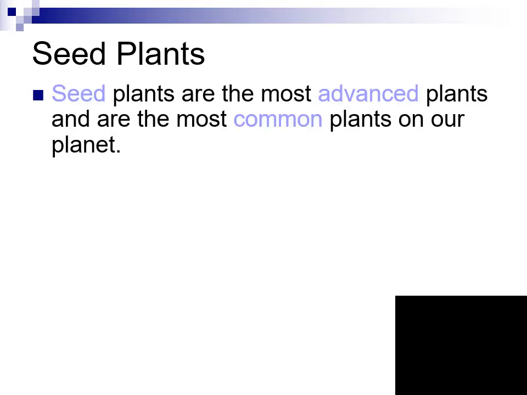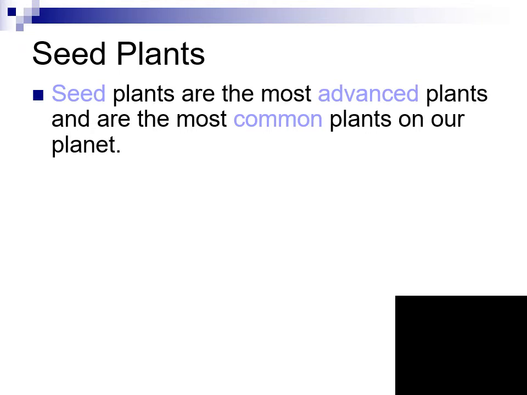Okay, so the next step up would be the seed plant. So we've gone from the mosses who have no vascular tissue to the ferns who have vascular tissue but no seeds, and then to the seed plants which have vascular tissue and also make seeds.